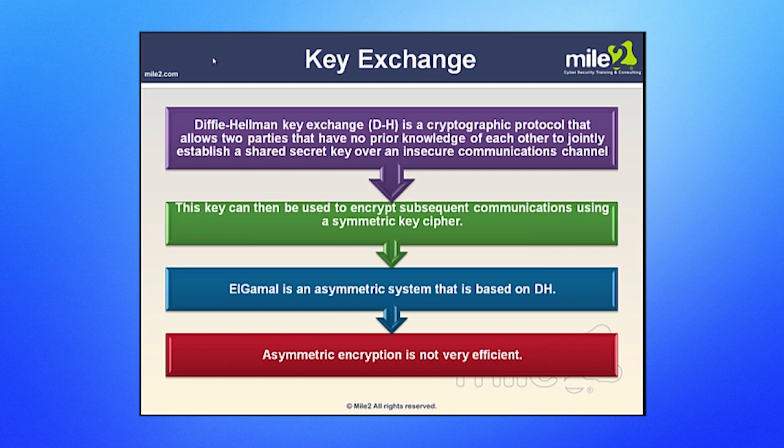Diffie-Hellman was known for being a key exchange algorithm, and even if the two parties that were communicating had never had contact before, they could still take care of establishing a shared secret key over insecure communications. It really wasn't a problem. And so this key can then be used to encrypt communications using a symmetric key cipher. So the Diffie-Hellman took care of the key distribution problem. ElGamal was based upon the Diffie-Hellman. And again, the asymmetric methods are good for their purpose, to encrypt small amounts of information.